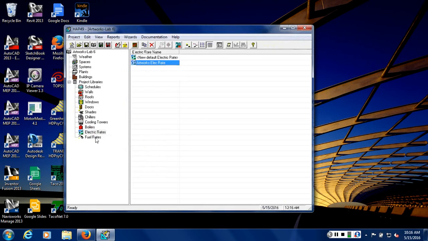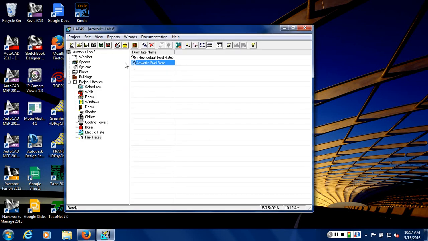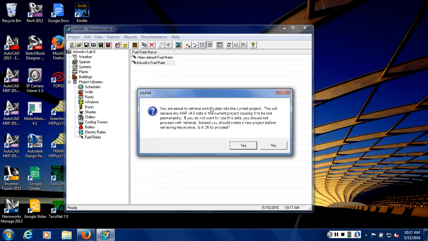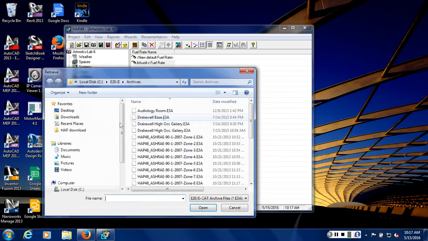You're going to have to do the same thing with the fuel or natural gas rate. You're going to have to put a price per therm, which is same as CCF, and you're going to have to put a customer charge. So you're going to have to do those two things. Now, once you do those, what I'm going to do is I'm going to retrieve one that already has some information.